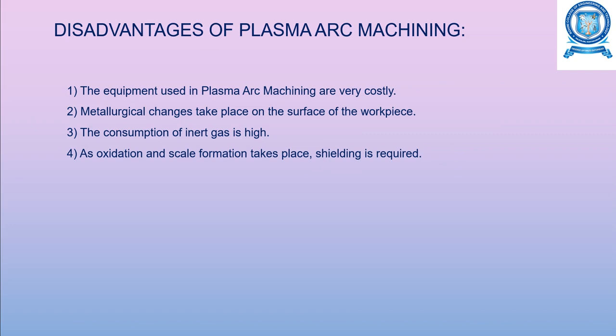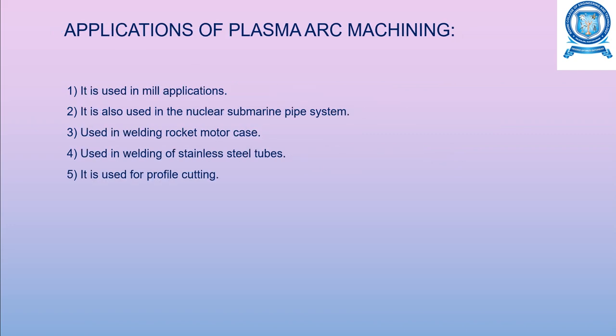The disadvantages of plasma arc machining are that the equipment used is very costly, and metallurgical changes may take place on the surface of the workpiece. Inert gas consumption is high, and due to oxidation and scale formation, shielding is required. As for applications of plasma arc welding, it is used in mill applications, in nuclear submarine pipe systems, in welding rocket motor cases, in welding of stainless steel tubes, and for profile cutting.